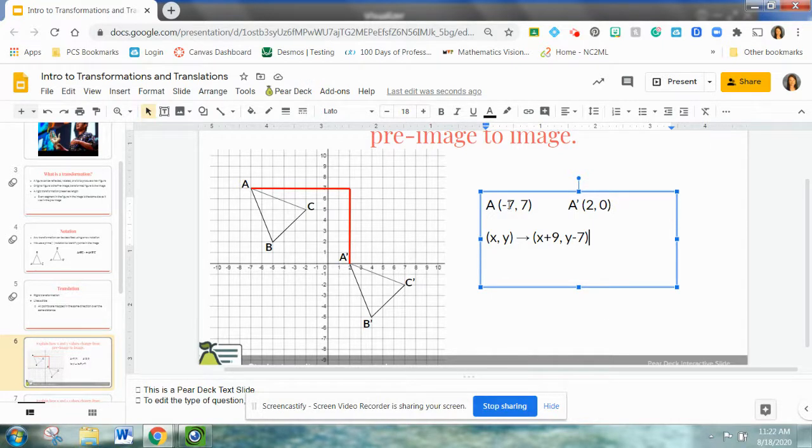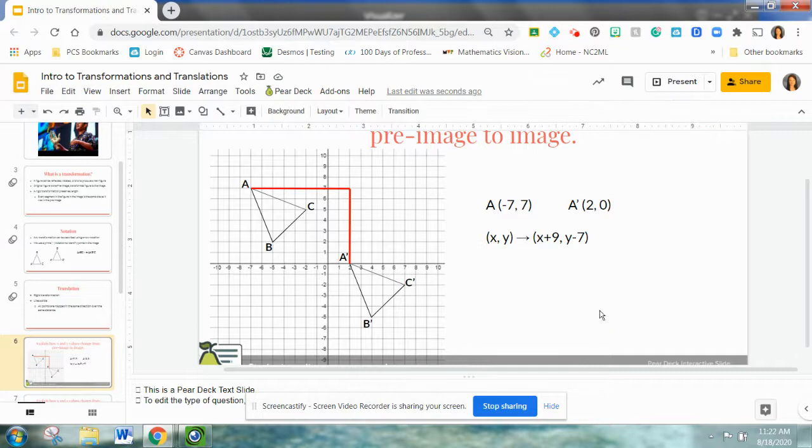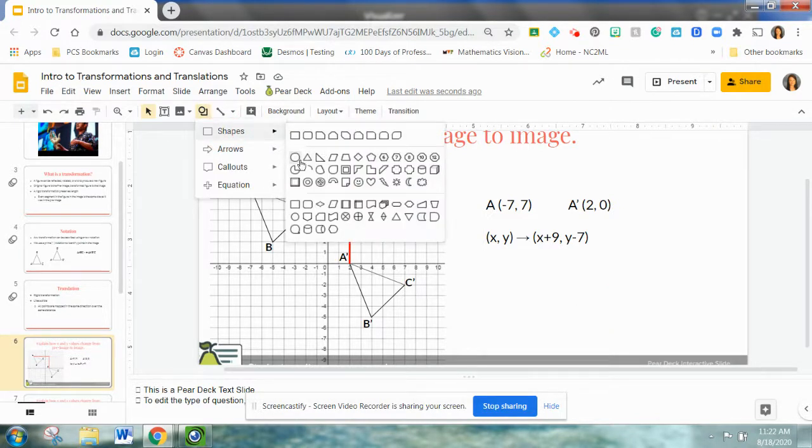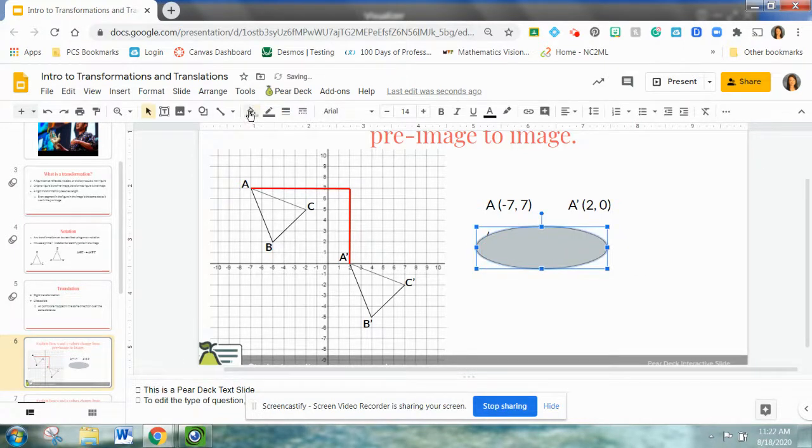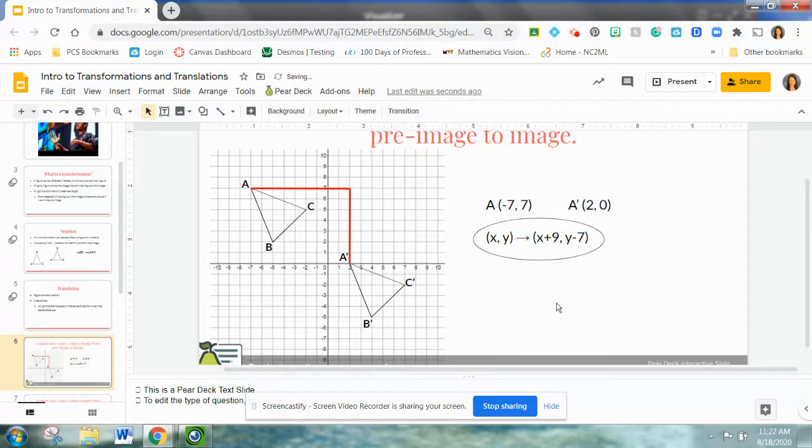So if I took -7 and that was my X value, and I did -7 plus 9, I should get +2. If I take 7 as my y value and substitute in for y, I'm going to do 7 minus 7, which gives me 0. So this, I'm going to circle it just so we have it. Oh, isn't that lovely? Let's make that transparent. This is my transformation rule, or my translation rule for this specific pre-image and image.